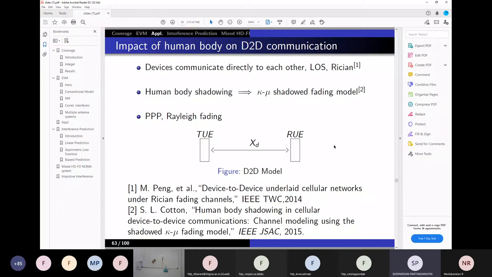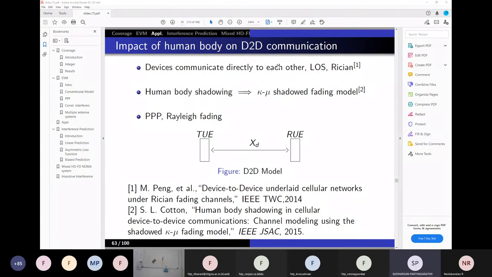Slide number 63. So let's consider device-to-device communication here, where two humans have two devices like cell phones, and these two devices are directly communicating with each other. A typical channel model for this is going to be Rician, because you assume that in device-to-device communication, they will more likely be in line of sight with each other.